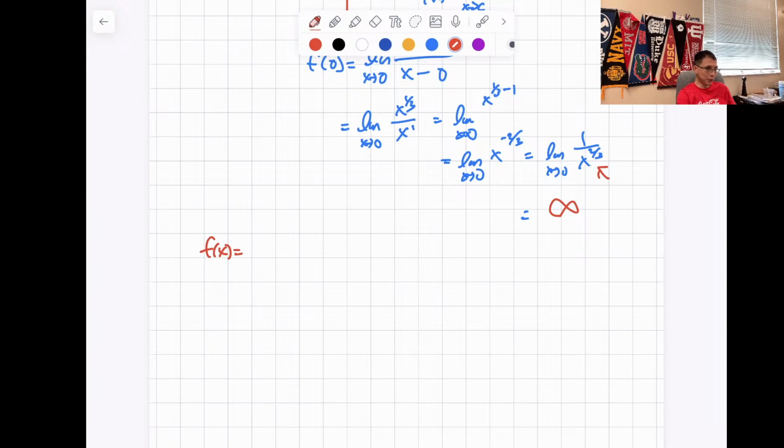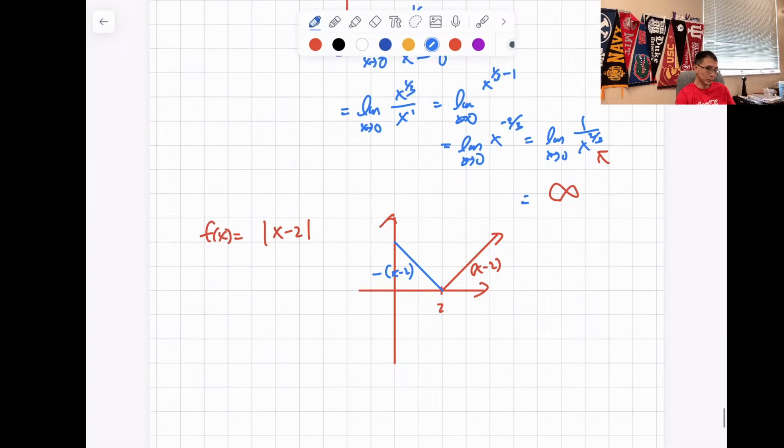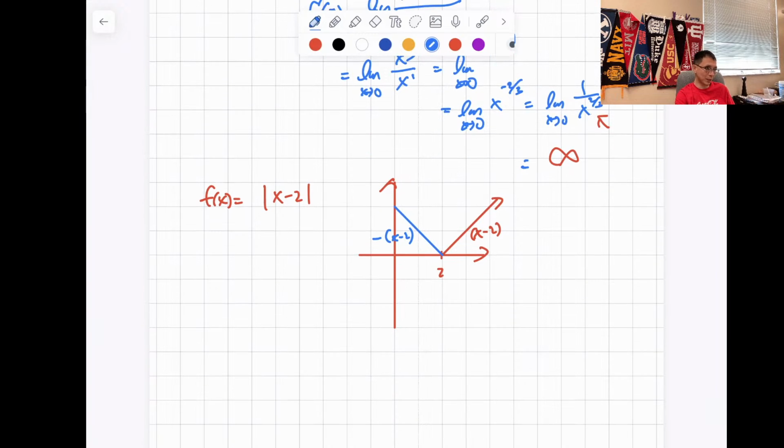Okay, so let's look at another case: absolute value of x minus 2. This one is interesting because it's going to look like this. At 2, on one side it's x minus 2, and on the other side it's negative x minus 2. Is that okay? One side is a negative function, one side is a positive function.